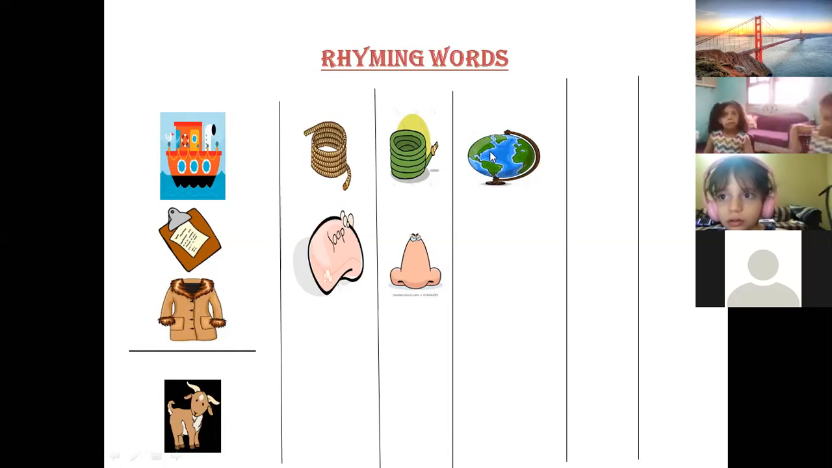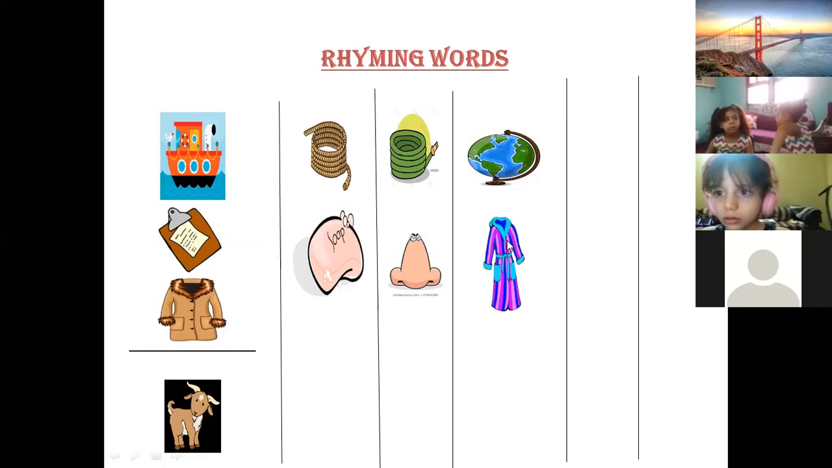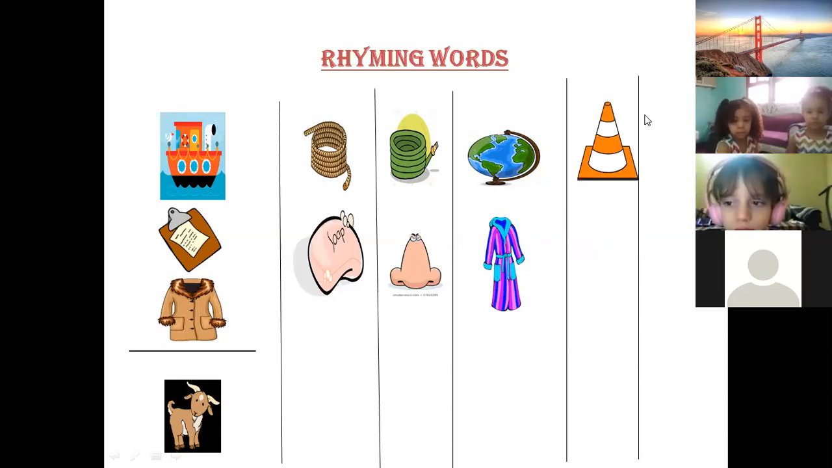Now again, Rana. This is what, Rana? Globe. Globe rhymes with what, Rana? Globe. Rhymes. Why, Rana? Because they have the same vowel and the same ending sound. Excellent, Rana.